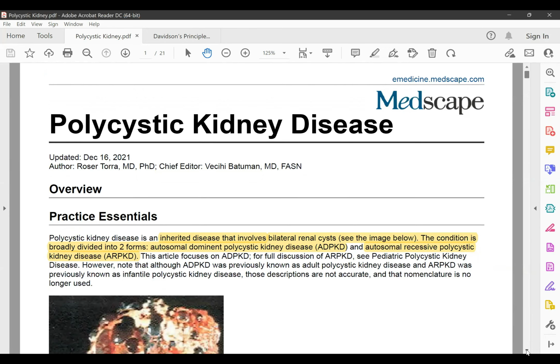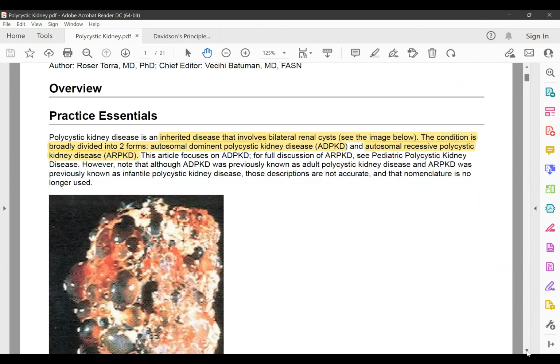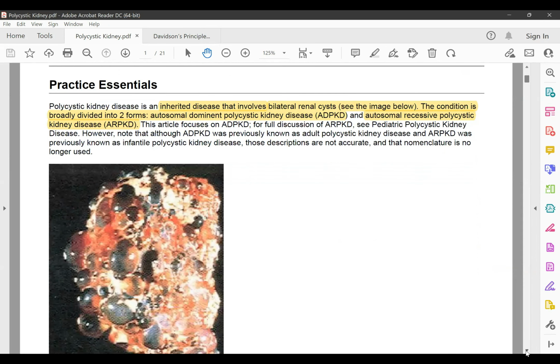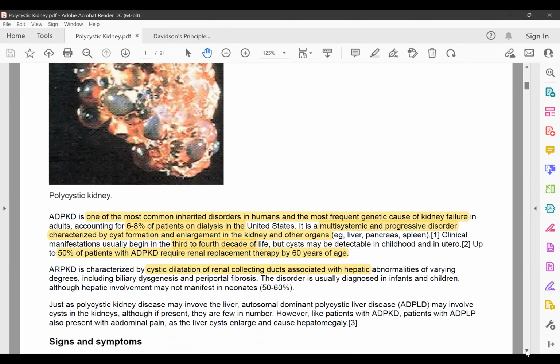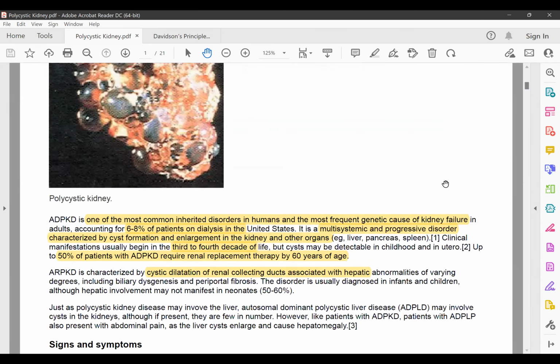So it's an inherited disease that you have told, a bilateral renal disease. See the image below, the condition is divided into two forms. We know ADPKD and ARPKD. Earlier we used to call them adult polycystic and childhood polycystic, which is no more tenable. If you have any inherited disorders in humans, this is the most common inherited genetic disorder of human beings with frequent kidney failure. 6 to 8% of people who undergo dialysis are candidates of this disease.